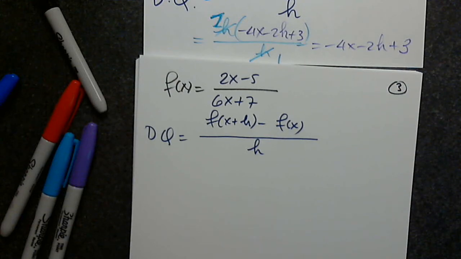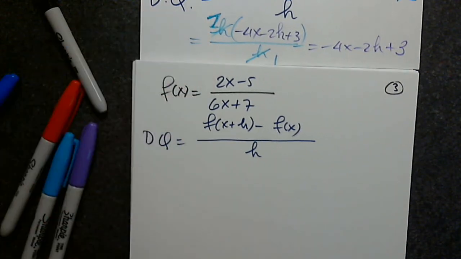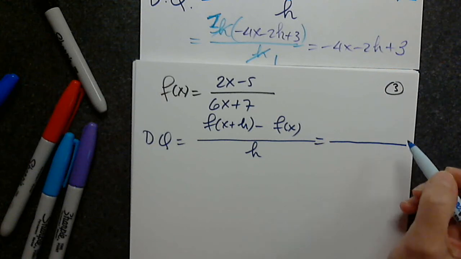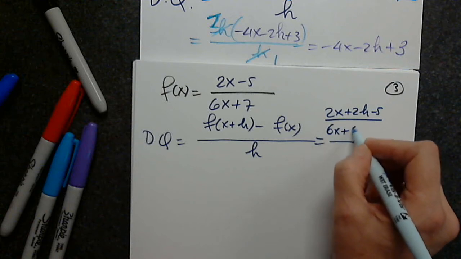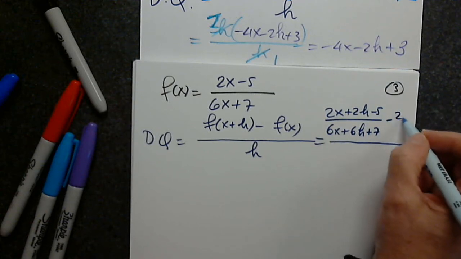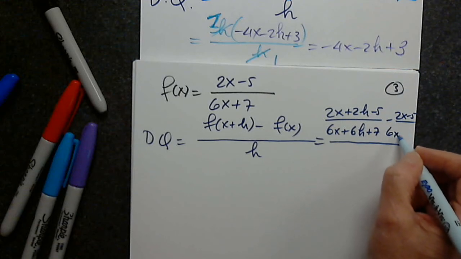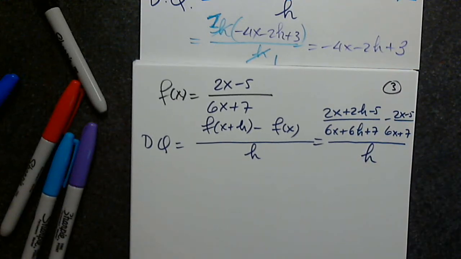I have three pieces that make up the difference quotient. Two of them I can touch, but the first one has to be calculated. For this particular situation, I really don't need to do anything on the side, because I have 2x plus 2h minus 5 over 6x plus 6h plus 7 minus 2x minus 5 over 6x plus 7 divided by h. There's nothing I can simplify in that rational function. I can only plug in or replace x by x plus h.